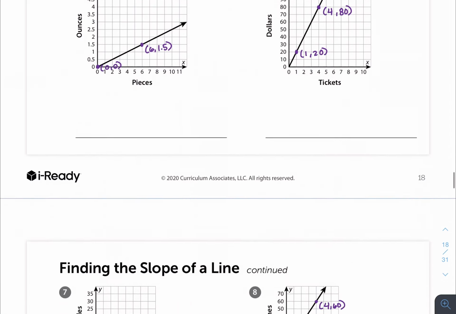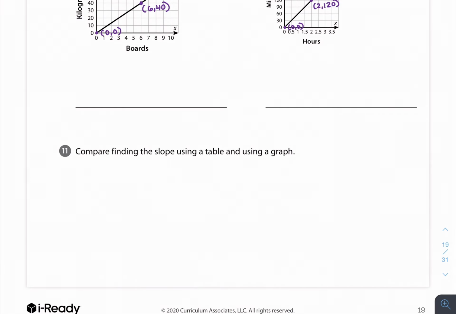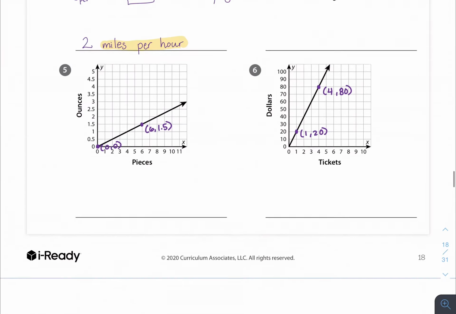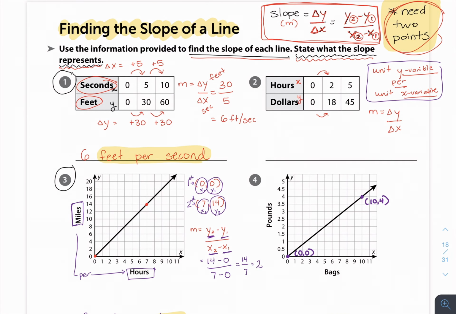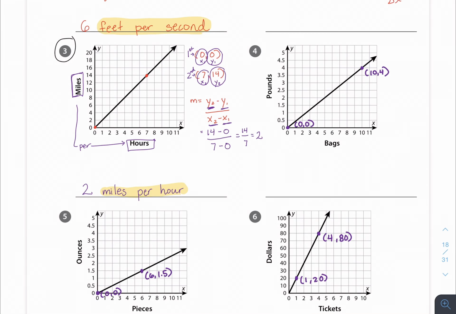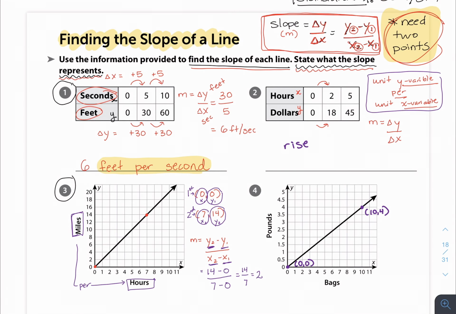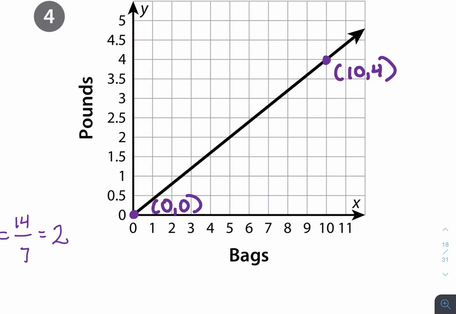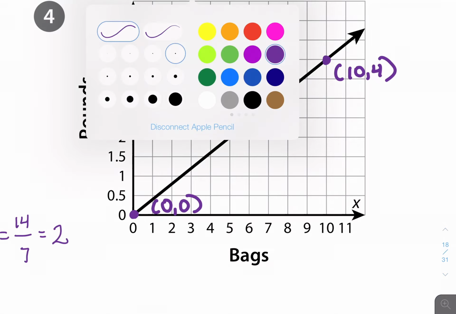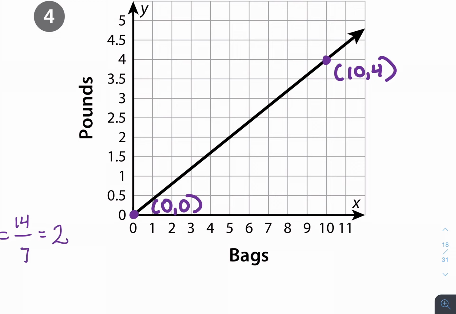All right, so when you get to question number 11, compare finding the slope using a table and using a graph. There are many ways that you can do this. Try your best to answer it comparing the steps that you took when using the table up here with 1 and 2 to the steps you took when using the graphs. I know some of you may use rise over run to find your slope on the graph, which is great, but just remember I'm going to choose 2 different points for this example. All right, I'll use these 2.